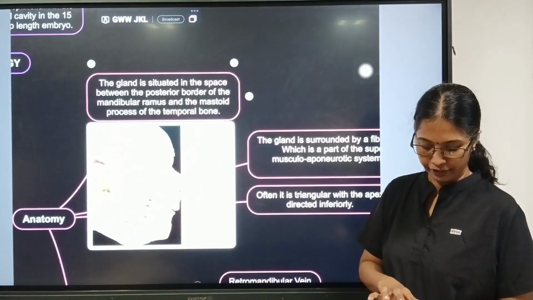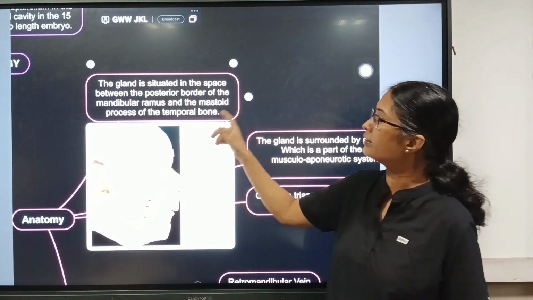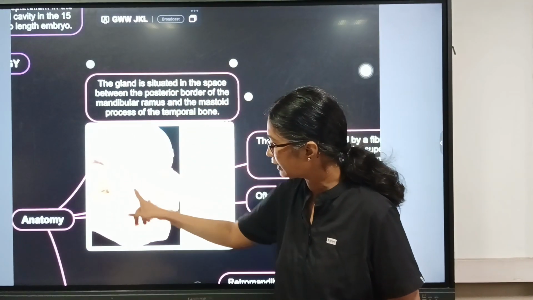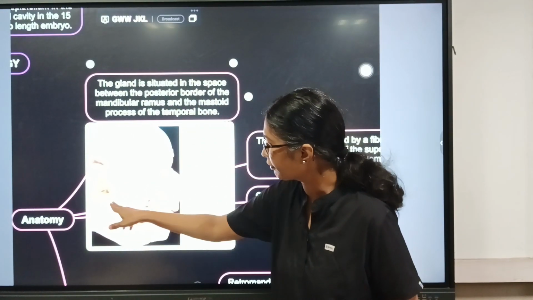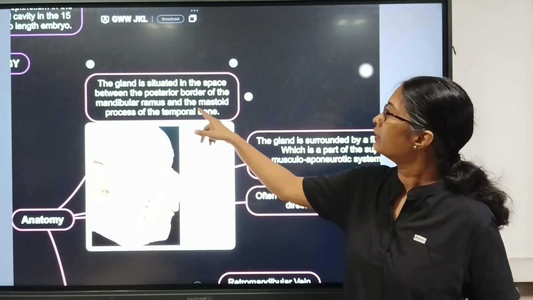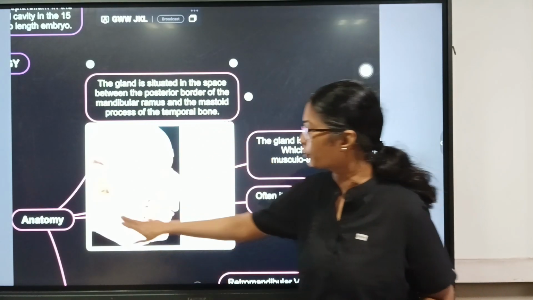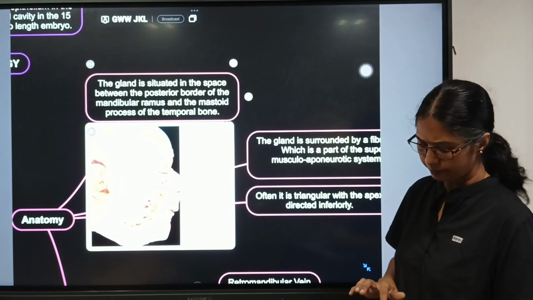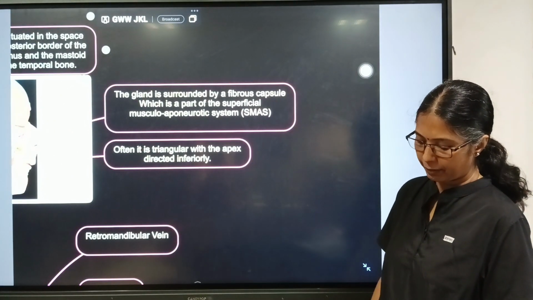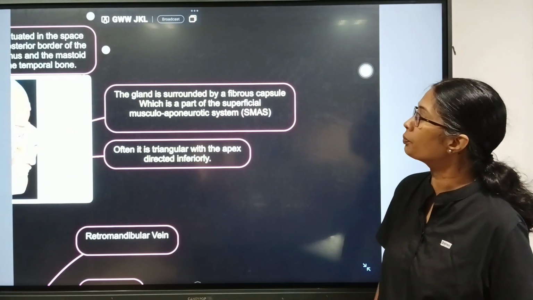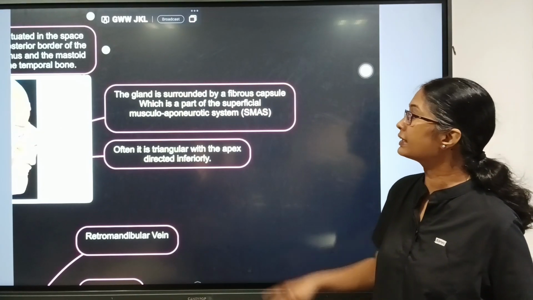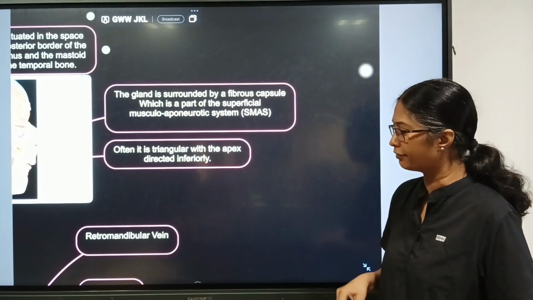So in the anatomy, if we see, the gland is situated in the space between the posterior border of the mandibular ramus. We can see the parotid gland and the facial nerve. And the mastoid process of the temporal bone, the mastoid process and the posterior border of the ramus. The gland is surrounded by a fibrous capsule, which is part of the superficial musculoaponeurotic system (SMAS), and it is triangular with apex directed inferiorly.